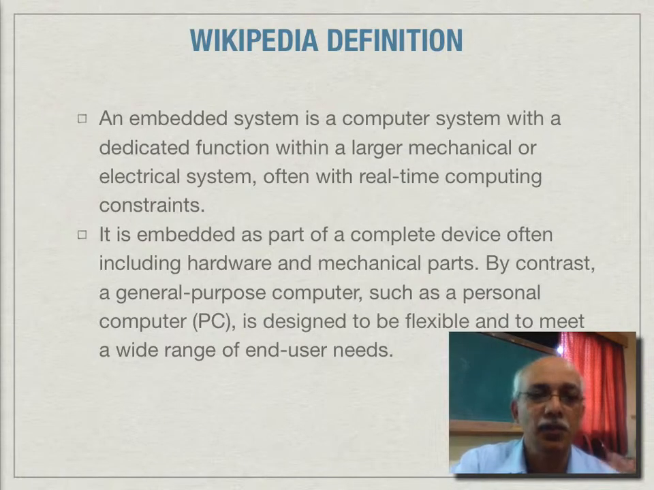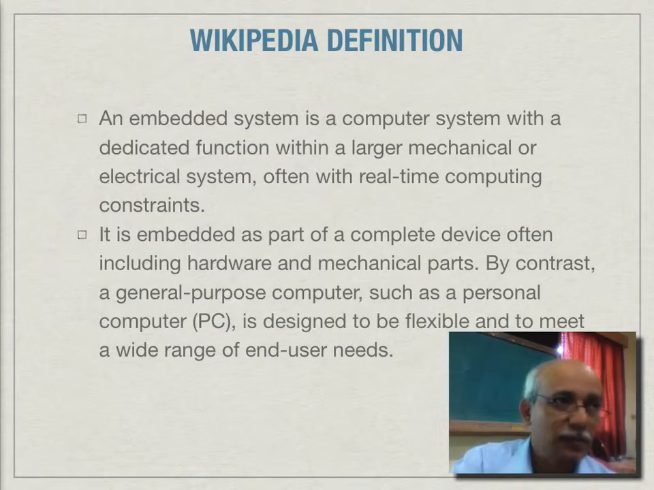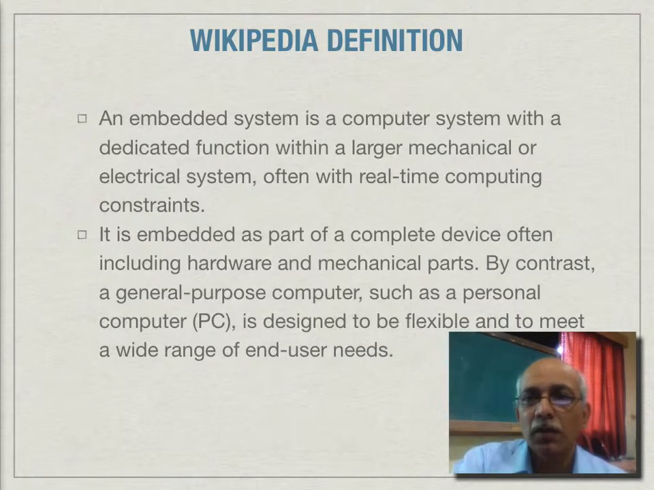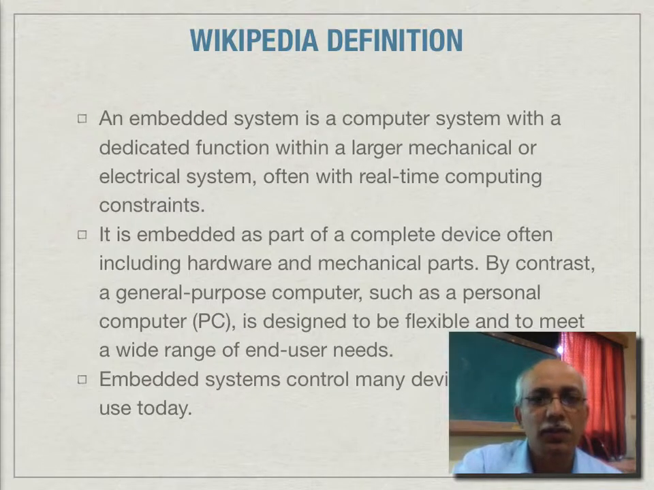An embedded system typically is small, having some sort of intelligence, and also dedicated. But a PC is typically a large system with a lot of RAM, not dedicated to a single functionality. You can do anything with that and so on. So, in general you can say that it is a computer system within a larger mechanical and electrical system. And the last bullet is that embedded systems control many devices in common use today.